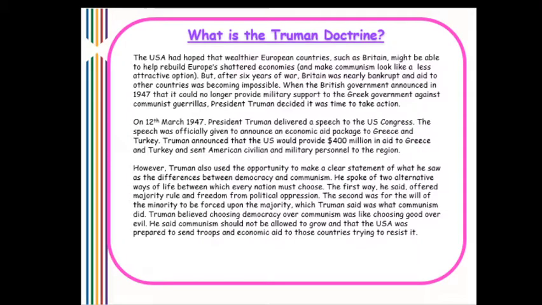However, Truman also used the opportunity to make a clear statement of what he saw as the differences between democracy and communism. He spoke of two alternative ways of life between which every nation must choose. The first way, he said, offered the majority rule and freedom from political oppression. The second was for the will of the minority to be forced upon the majority, which Truman said was communism. Truman believed choosing democracy over communism was like choosing good over evil. He said communism should not be allowed to grow and that the USA was prepared to send troops and economic aid to those countries trying to resist it.